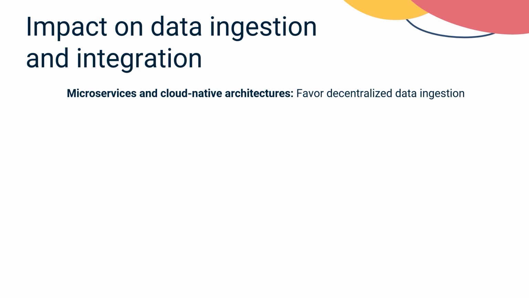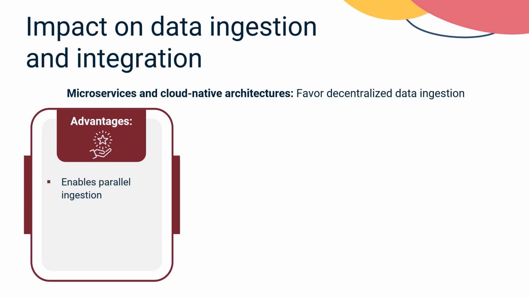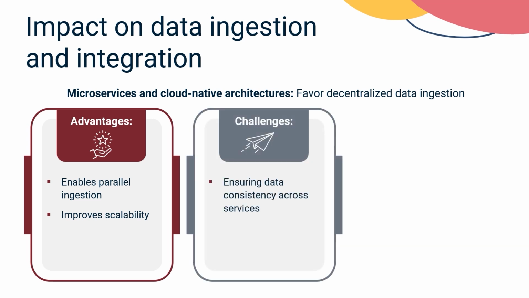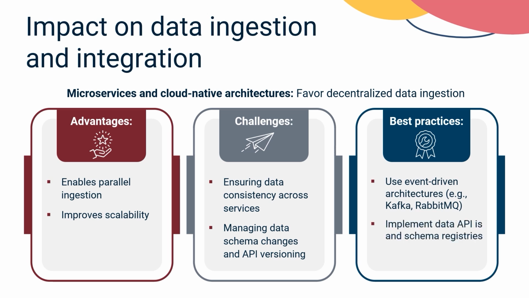Microservices and cloud-native architectures tend to favor decentralized data ingestion. Here, every independent service can maintain its pipeline. While this will allow parallel ingestion from diverse sources and improve scalability for real-time processing, it introduces complexities like ensuring data consistency across services and managing schema changes or API versioning. The best practices to address the above challenges include using event-driven architectures like Kafka or RabbitMQ for the ingestion from real-time sources and using data APIs and schema registries when standardizing the integration across services.